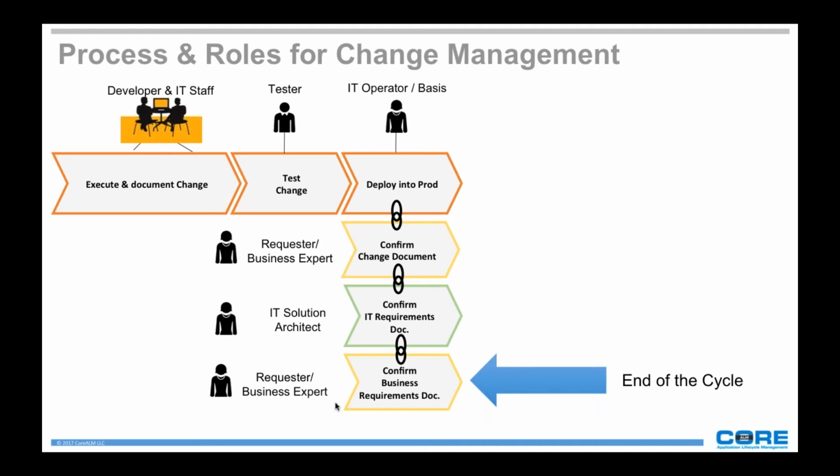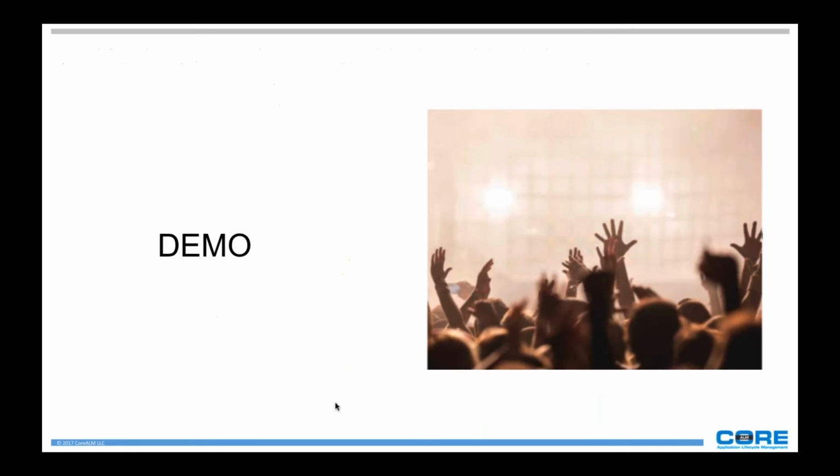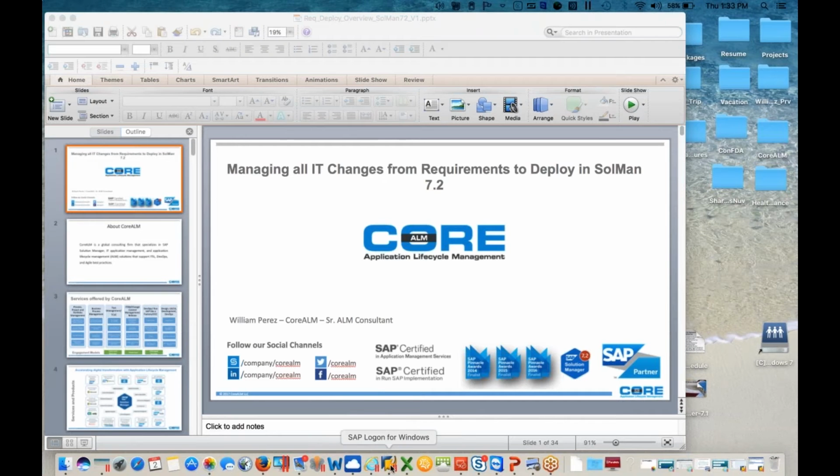And my business requester expert will say, thank you, my business requirement was done and delivered, thanks so much. And that's the end of the cycle. So everything's connected, so you have traceability and full visibility of this whole process. You can go back and forth and search for any information that has happened through this whole process.